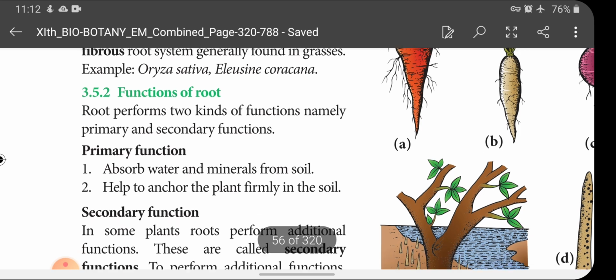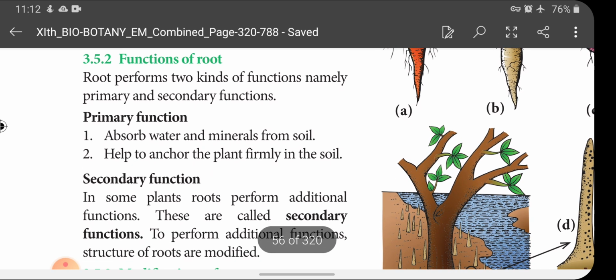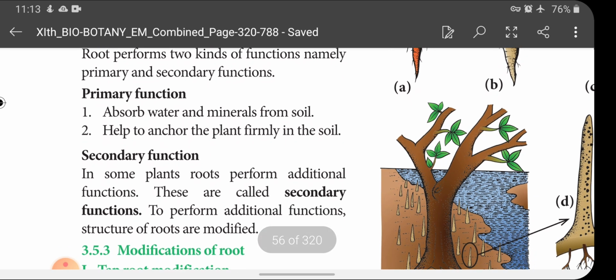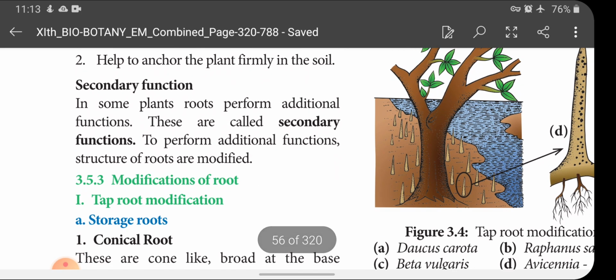Okay, next, functions of root. The root has two functions, primary function and secondary function. The primary function of the root is to absorb water and minerals from the soil, and the second function is to help anchor the plant firmly in the soil. Regarding secondary function, in some plants, roots perform additional functions. To perform these additional functions, the structure of roots is modified. This modification of the root system we will discuss in the next class, children.